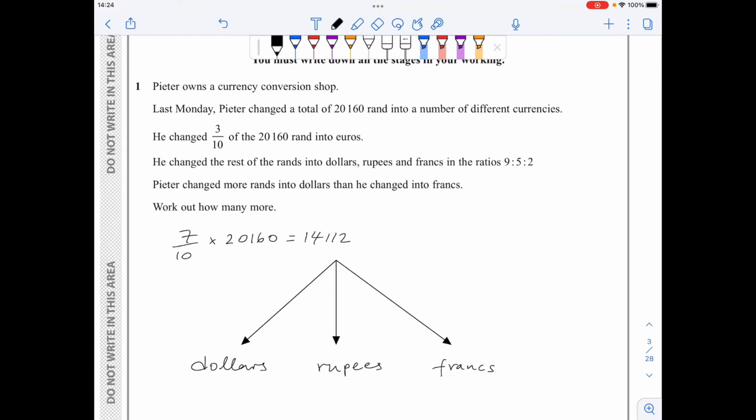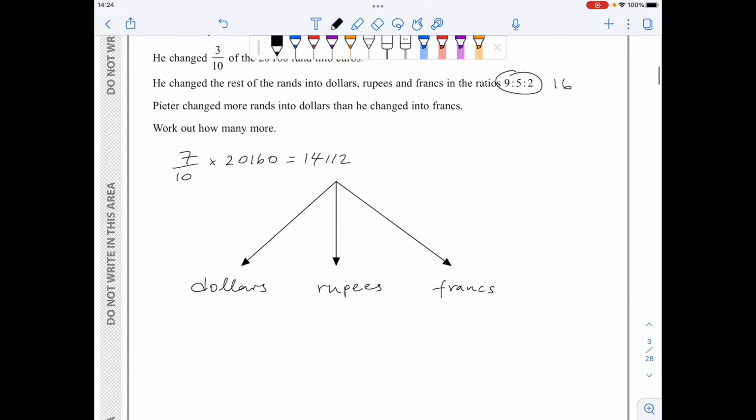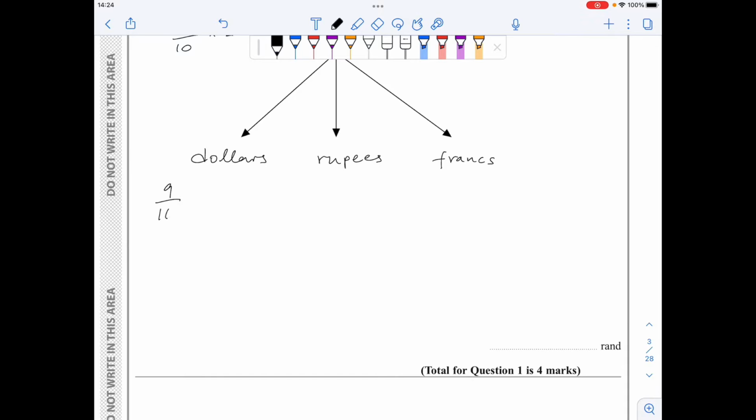Now, since the ratio is 9 to 5 to 2, this has a total of 16. So for dollars, I have 9/16 of 14,112, and for francs, I've got 2/16 of the same amount. This will give me $7,938 and 1,764 francs. And all I need to do is find the difference by subtracting, and this will give me 6,174.